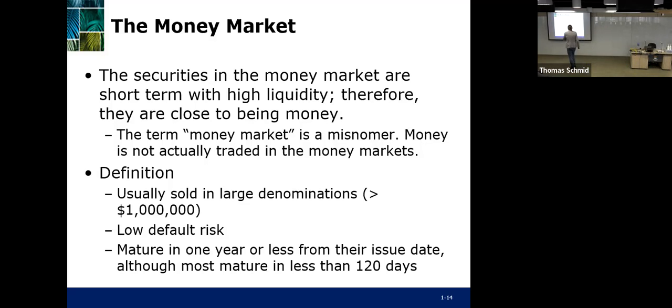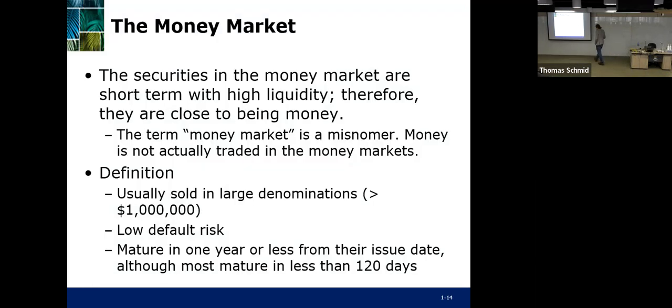The second feature of these instruments is that they have very, very low default risk. And the third feature is that they have a short maturity. So most of these instruments have a life of less than a month, 120 days being the maximum, but that is already rare. Mostly we are talking about days, at most probably weeks. Okay, so very, very short term.